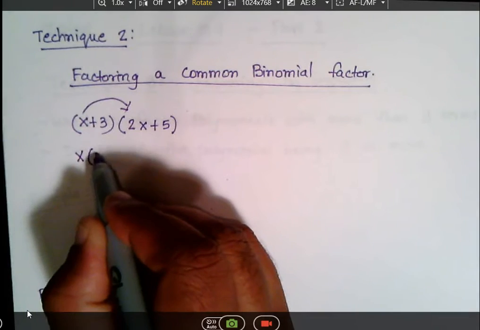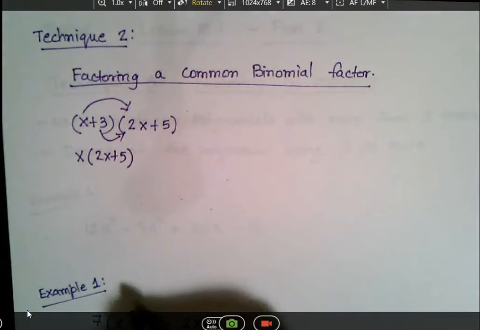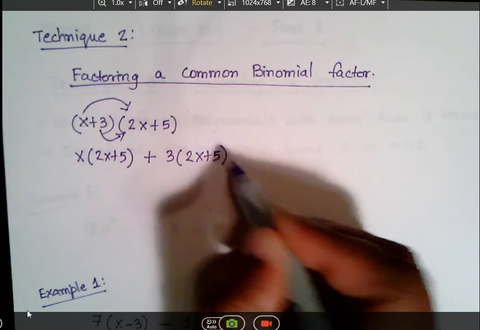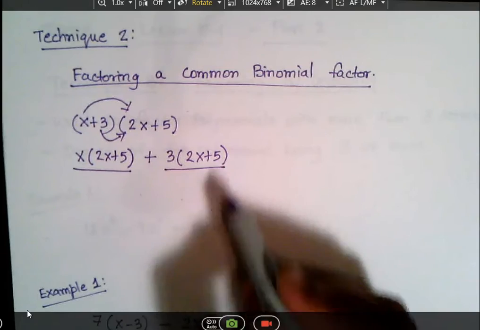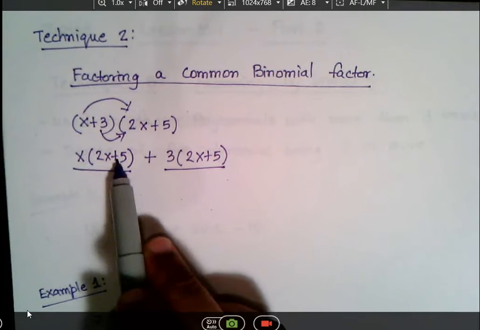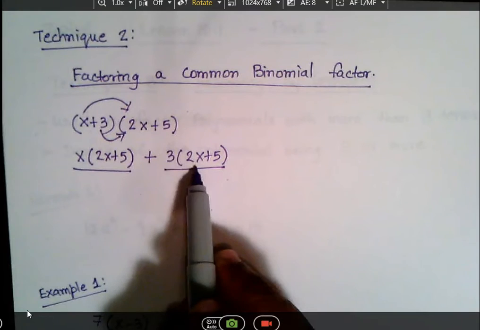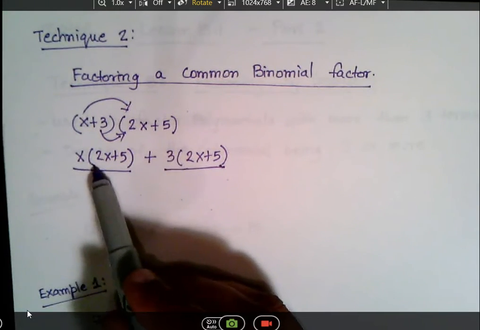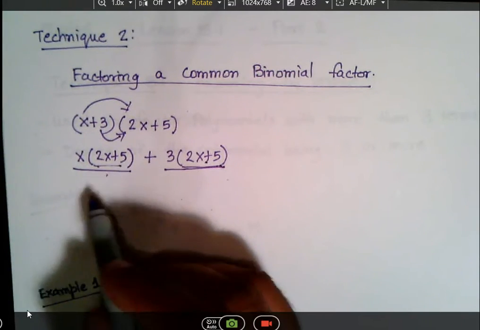So it is x times 2x plus 5. And we distributed the 3 to the 2x plus 5. So it is plus 3 times 2x plus 5. So I'm having something like that. If I look at it, I have terms within terms. So this is a factor and this is also a factor. So two things multiplied, plus I have a factor and another factor, a binomial factor. So these also multiplied. So I have a binomial factor that is common between these two, right? The binomial factor is 2x plus 5.